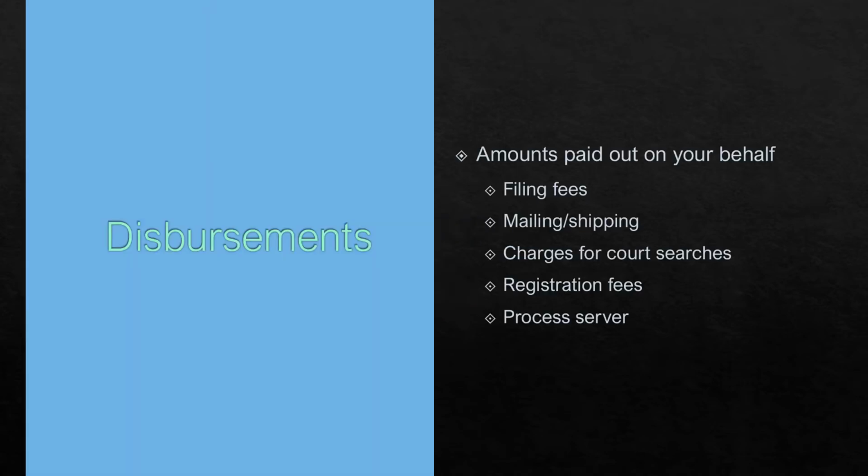Disbursements are charges that are added to an invoice for something other than the work that has been completed. Often they include amounts that were paid to a third party on the client's behalf, such as filing fees at the court or a registration fee at the land registry. Other common disbursements are for shipping or sending documents by registered mail. If a document is served on another party using a process server, that fee can be charged as a disbursement.